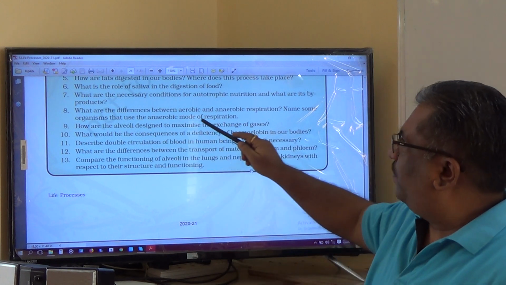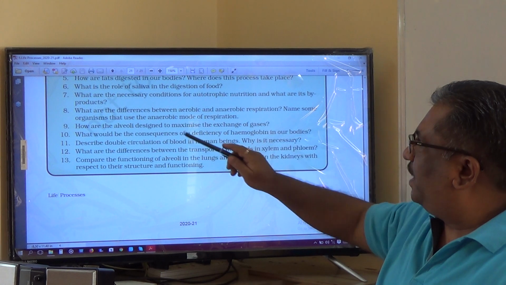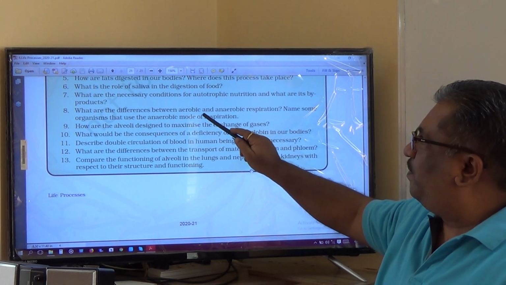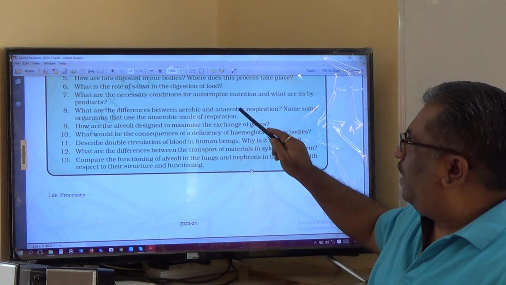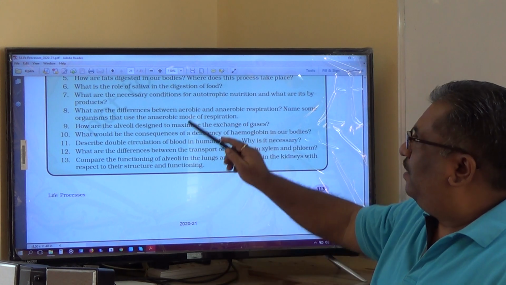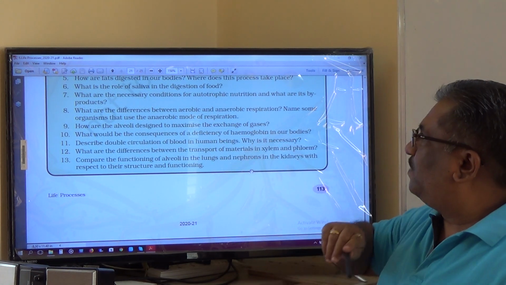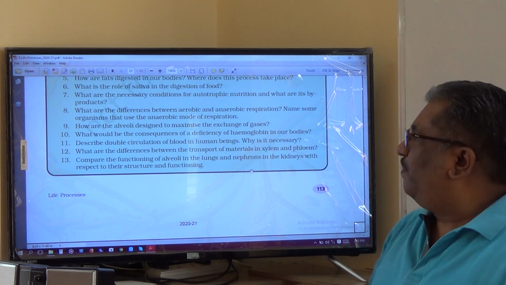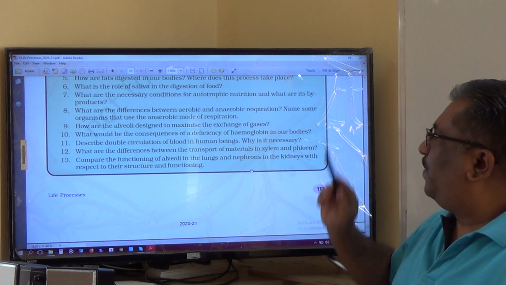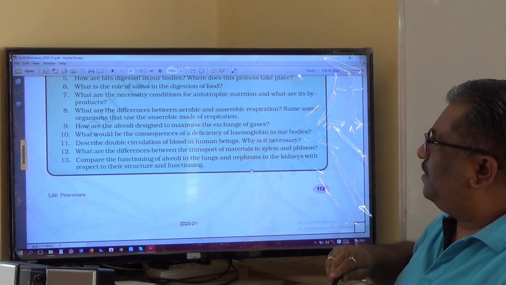What are the differences between aerobic and anaerobic respiration? Name some organisms that use anaerobic mode of respiration. Aerobic respiration takes place in the presence of oxygen. Anaerobic respiration takes place in the absence of oxygen. In aerobic respiration, more amount of energy is produced. In anaerobic respiration, less amount of energy is produced. Aerobic respiration takes place in mitochondria. Anaerobic respiration takes place in yeast cells as well as in cytoplasm. So these are the differences, you can say.